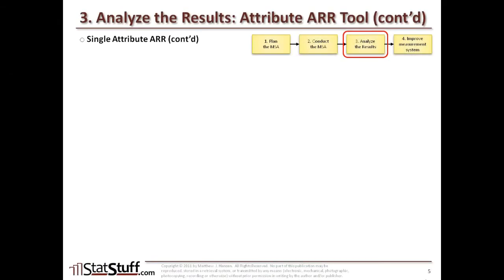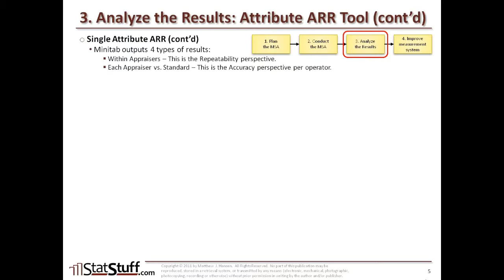Alright, now let's talk about how to interpret the results when you run that test in Minitab. If you run this test in Minitab, it's going to output 4 different types of results. The first is a section called Within Appraisers. That's referring to the repeatability perspective that we've talked about. It's also going to have a section called Each Appraiser versus Standard. That's the accuracy perspective for each of those operators. Then it has a section for Between Appraisers, the reproducibility perspective we've talked about. And then it has an output section that says All Appraisers versus Standard. This is again the accuracy perspective for all operators rather than for each operator.